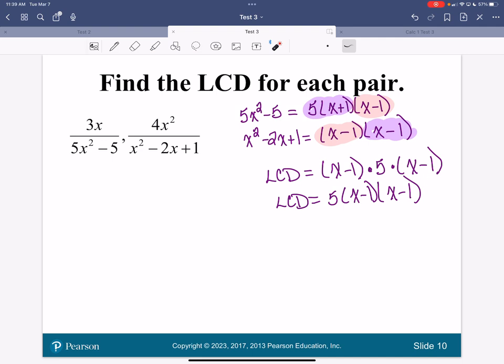Where is x plus 1? Oh, I highlighted the wrong thing earlier. Okay, no, I just need to write down x plus 1. Okay, so I've got x minus 1, x plus 1. There we go. X minus 1 times x minus 1 times x plus 1.